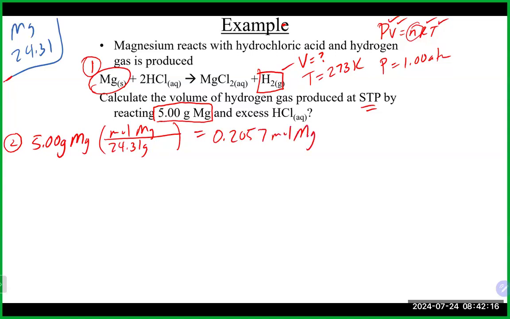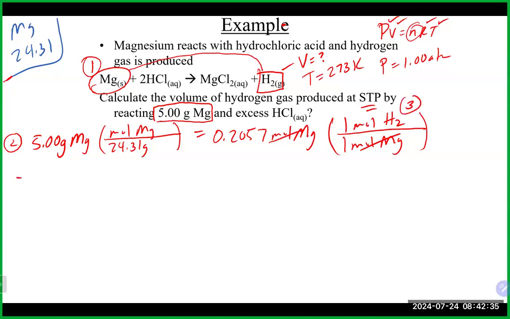Magnesium. We are interested in hydrogen, so the relationship between these two, as we can see from the equation, is a 1-to-1 relationship. So for every 1 mole of magnesium we put in there, we get 1 mole of hydrogen gas out. So that is step number 3, or really the stoichiometry part, which gets us to basically the same number there, 0.2057 moles of hydrogen. Any questions up to that point there?